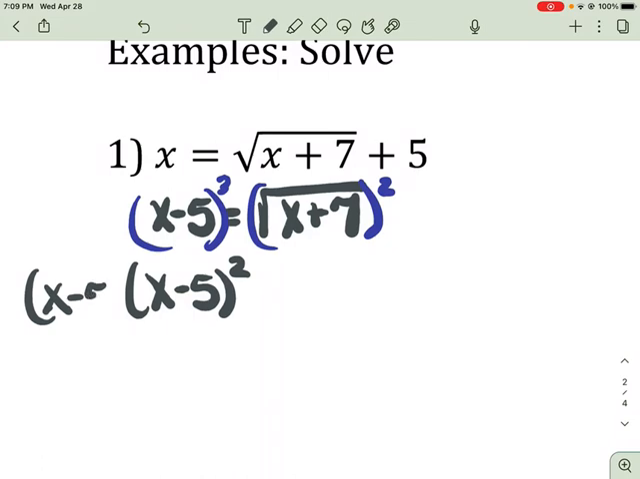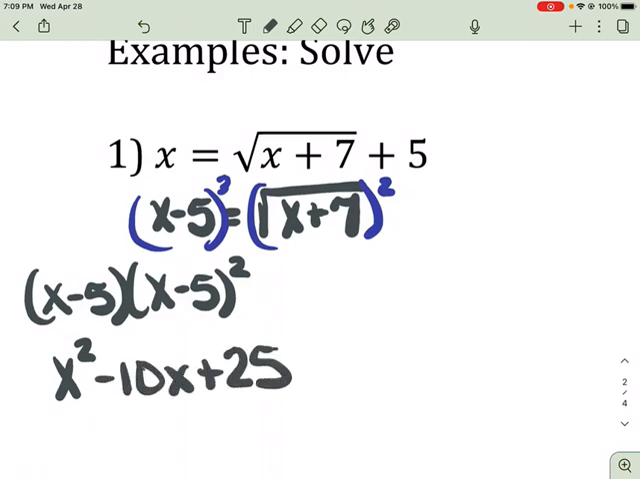This is what we have to do. We have to write it twice. Remember? So we're going to get x squared minus 10x plus 25. So please don't forget, if you're squaring a binomial, such as x minus 5, you do need to write it twice and multiply: FOIL, split distribute, box, whichever method you prefer.